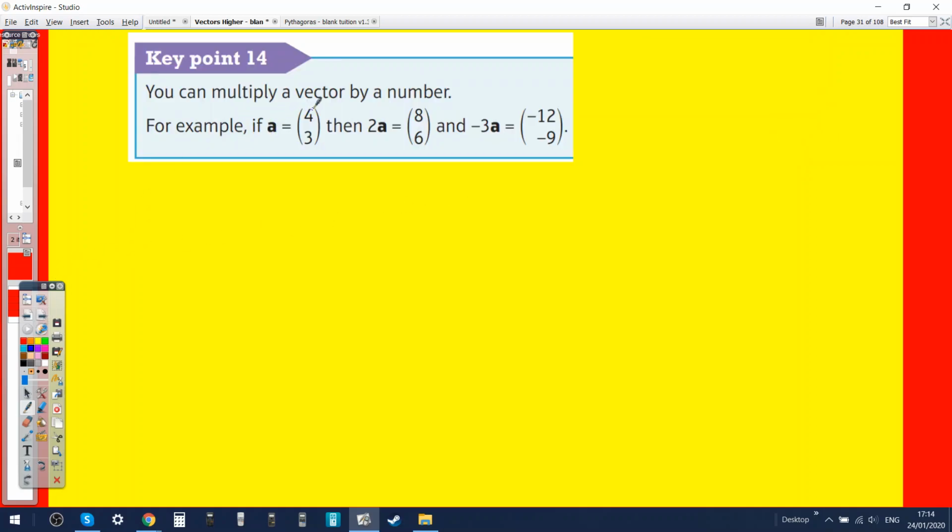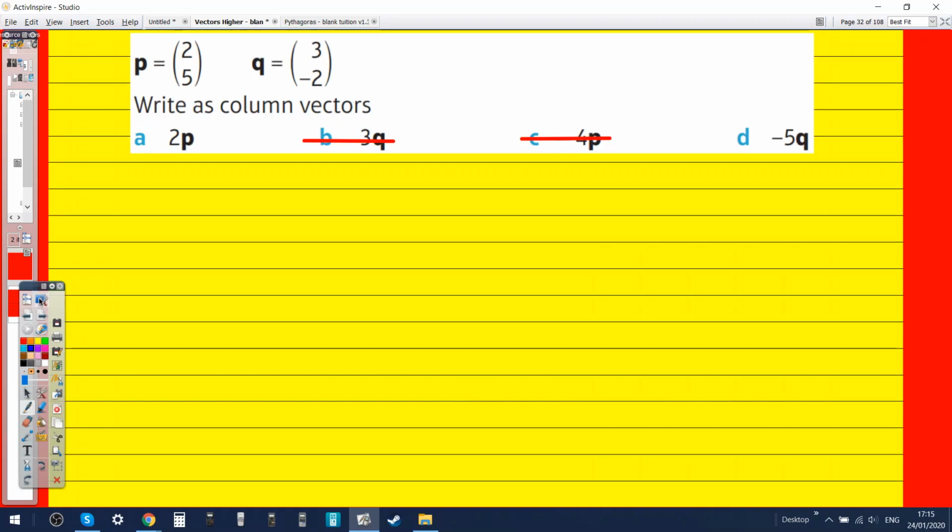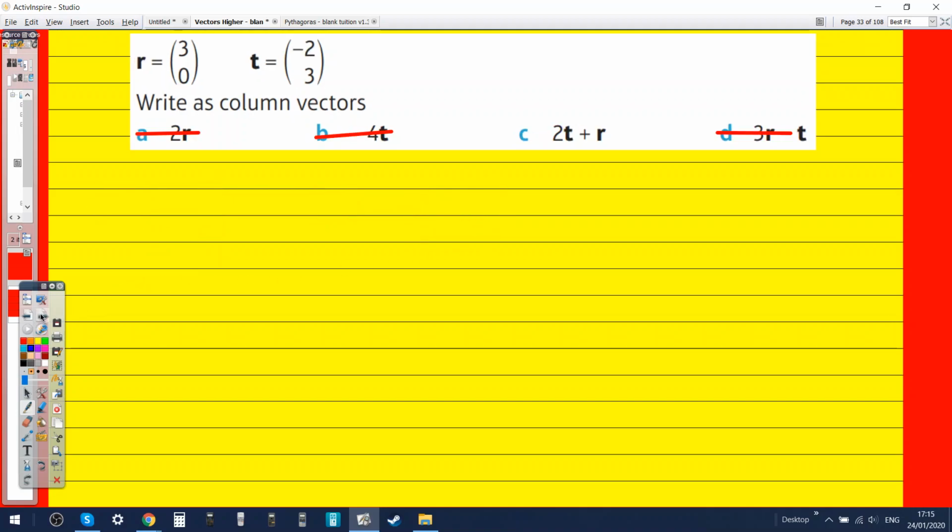Yes. So if a is 4 right, 3 up, then 2a would be 8 right, 6 up, and so on. So you just multiply both numbers by the number on the outside. Okay. What would be 2P? 4, 9. 4, 10, right? And last one. Minus 5Q. Minus 15, 10. Great.